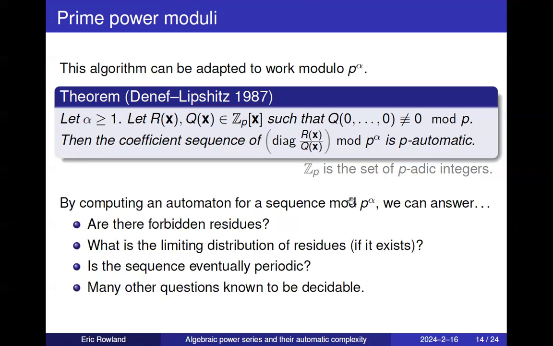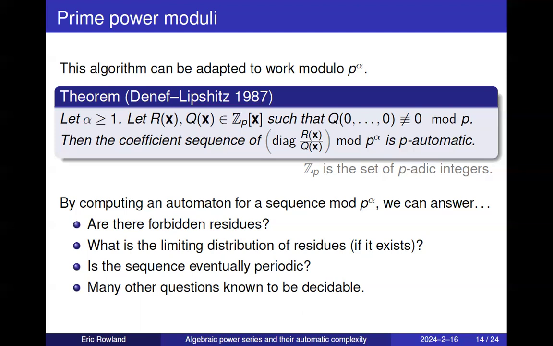And this let us compute, this is still work from 2015 that I did with Reem. This lets us compute a lot of information about combinatorial sequences. Once you have an automaton, you can easily tell whether there are any forbidden residues, like the Catalan numbers are never congruent to 3 mod 4. It lets you compute the limiting distribution of the residues. For example, maybe 1/3 of the Catalan numbers are 2 mod 3 or 2 mod 4 or something like that. If that limit exists, which it doesn't have to, it lets you decide whether the sequence is eventually periodic.